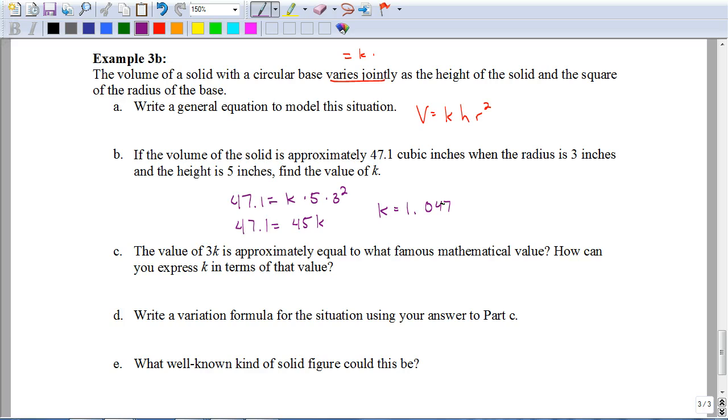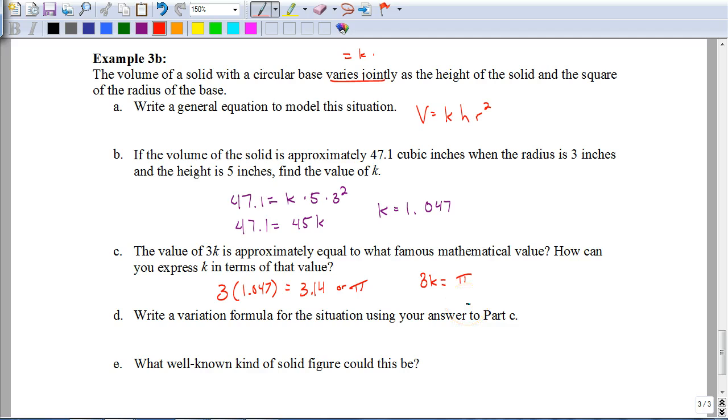Now it says a value of 3k is approximately equal to what famous mathematical value? So if I take 3 times 1.047, that gives me 3.14. More pi. So I want to figure out how can you express k in terms of that value? So if you think about it, 3 times the answer that we just got would give 3.14, or 3 times the value for k we just got equals pi.